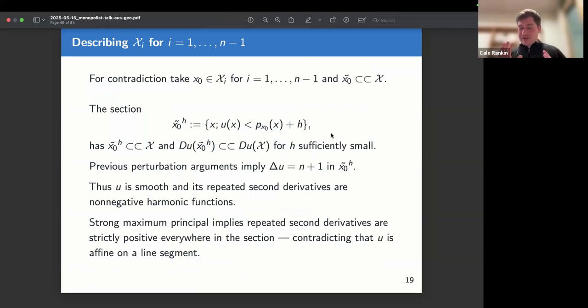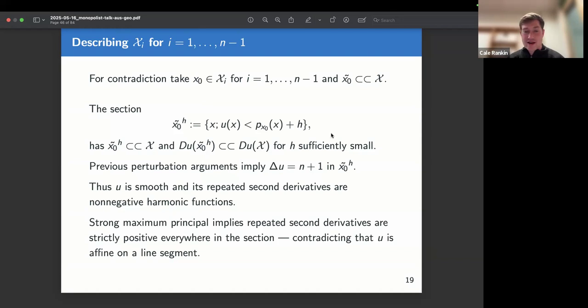Now, by far, to me, the most interesting part of this classification is the fact that my contact sets upon which I'm affine always extend to the boundary. And this has, I think, a nice proof. It's by contradiction. We're going to take a contact set and assume that it doesn't extend to the boundary. If it doesn't extend to the boundary, I can lift up my support by some small h, and obtain a section that is strictly contained in my domain and on which my function is affine on at least a line segment. So I've got a section, which means my previous result implies the Laplacian of u is equal to n plus 1.